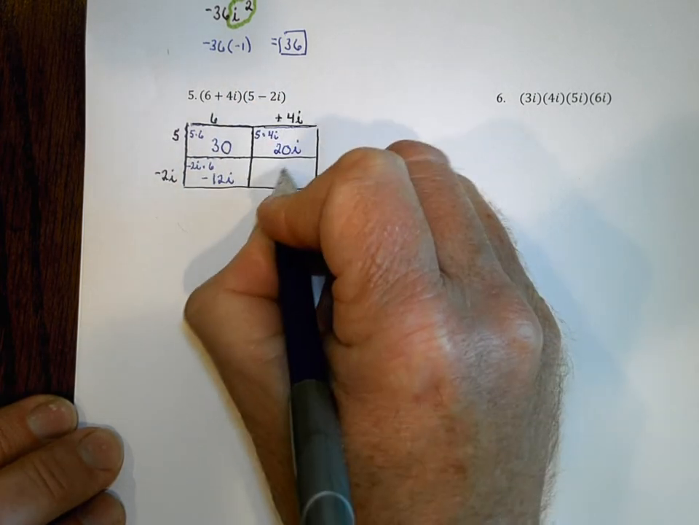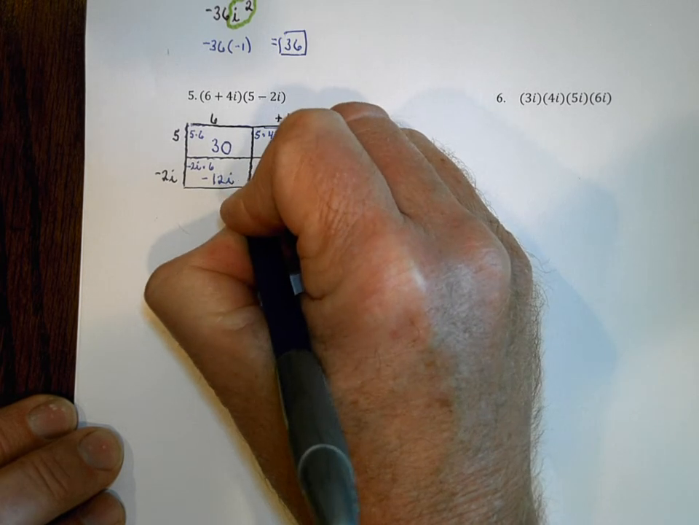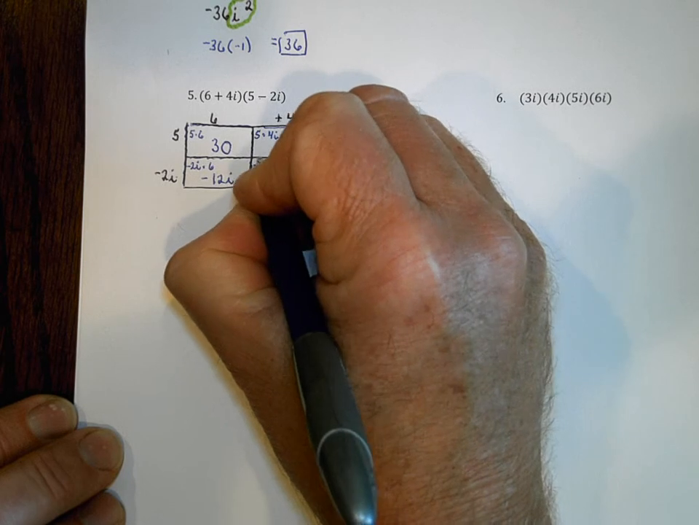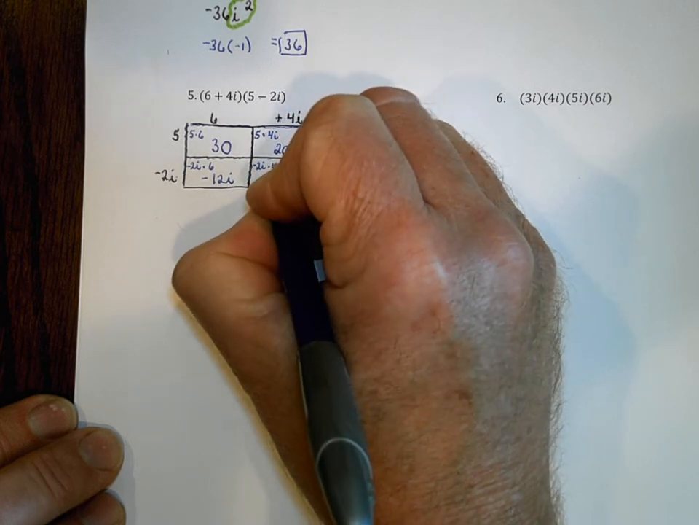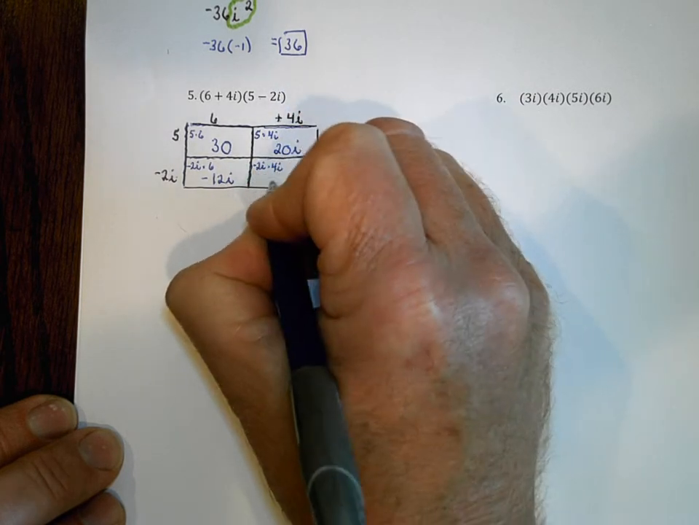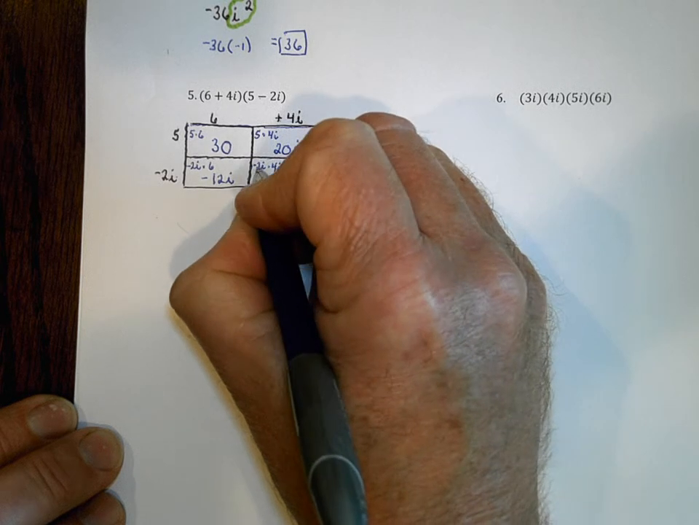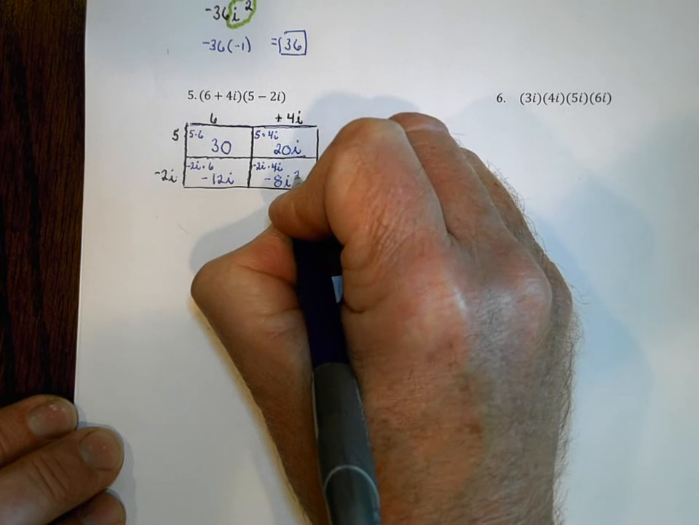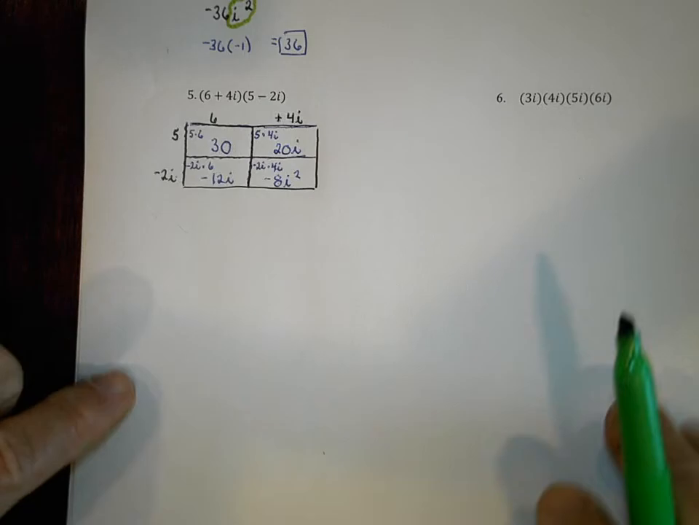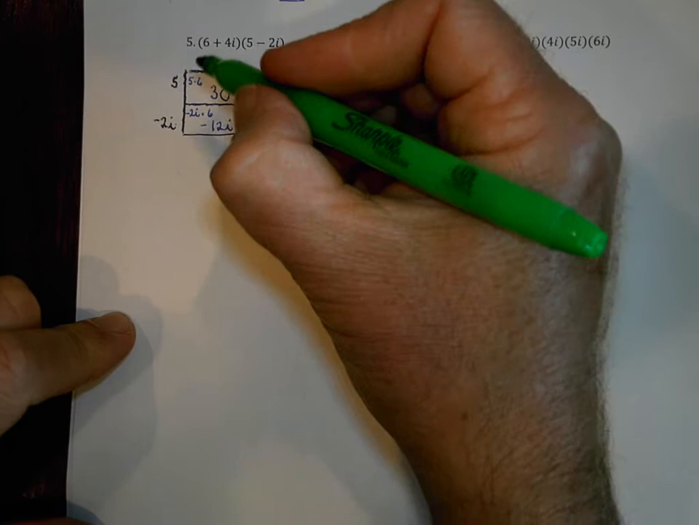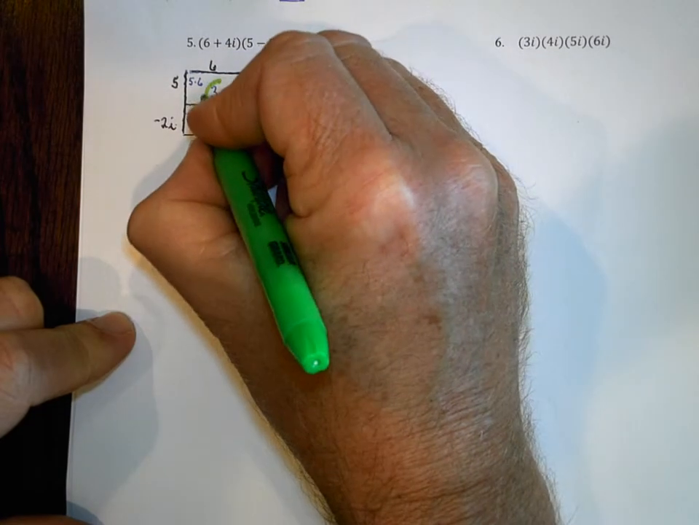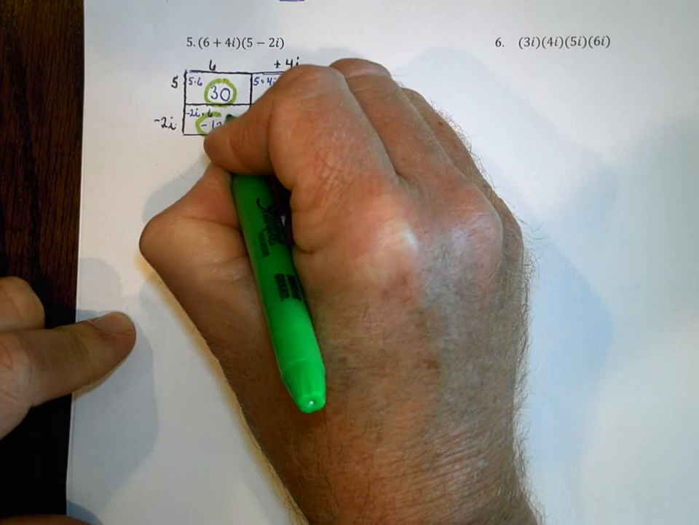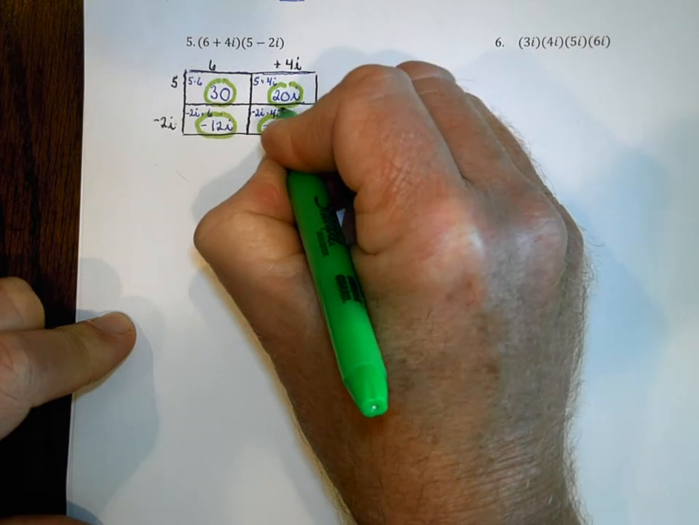And then to fill in the bottom right rectangle, I'm going to go its left side, which is negative 2i, and I'm going to multiply that by the top, which is positive 4i. And when I multiply that together, I'm going to get negative 8. Negative 2 times 4 is negative 8, and then i times i is i to the second power. Okay, so remember then, your answer is going to be the combination of all 4 of the rectangles added together. So I'm going to add all 4 of these pieces together.